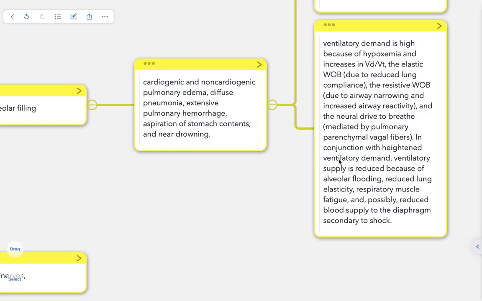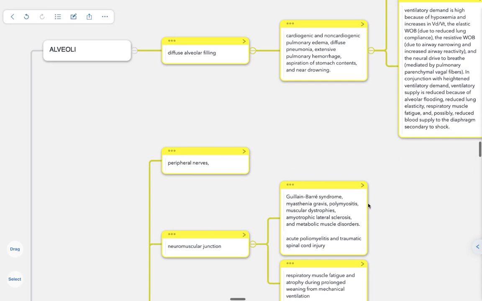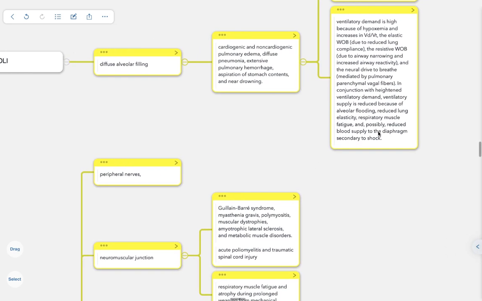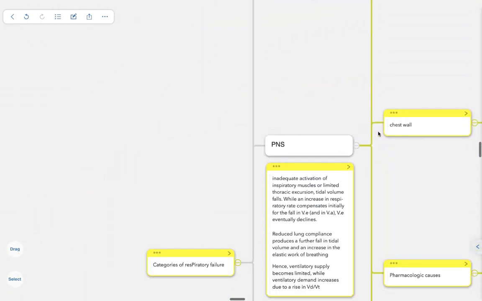So, in conjunction with heightened ventilatory demand, the supply is reduced because of alveolar flooding. So, because of alveolar flooding, the supply is reduced, right? And demand is already raised, right? So, that is why this eventually leads to respiratory muscle fatigue, and reduced blood supply also to the diaphragm, secondary to shock, right? So, these conditions eventually cause a respiratory failure, right?